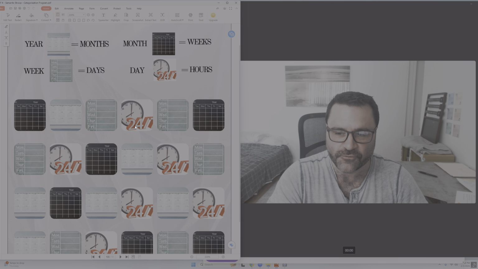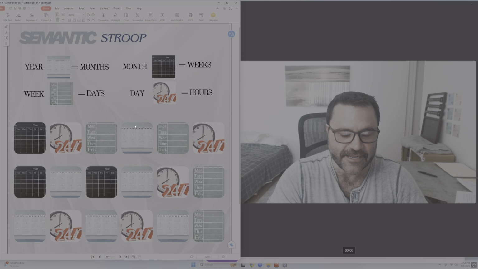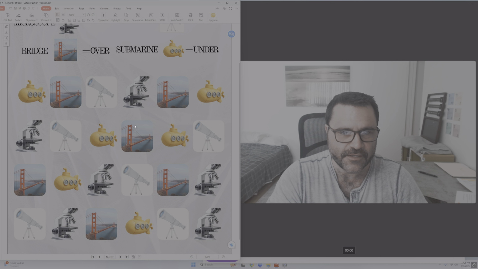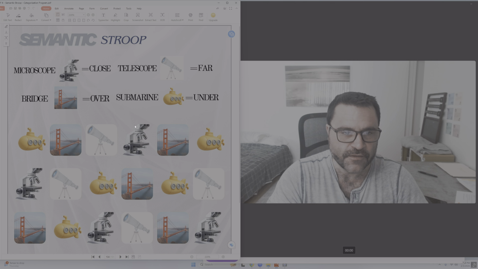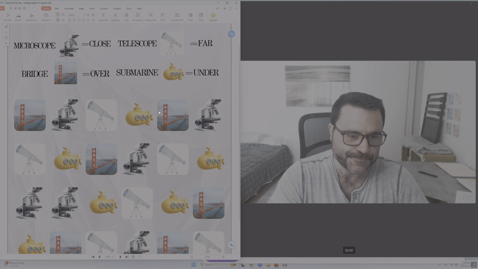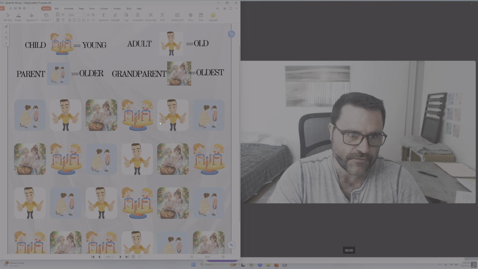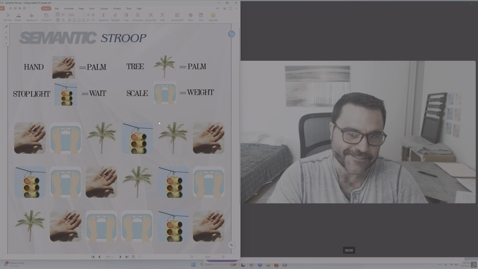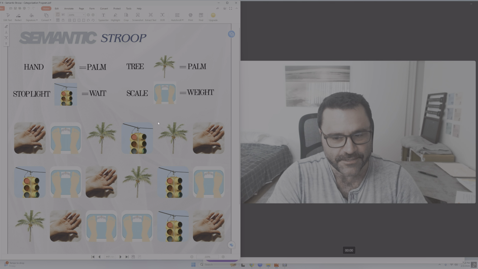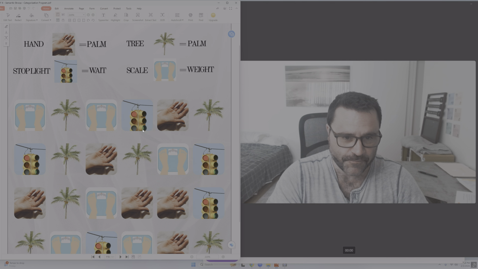Year to months, month to weeks, week to days, and day to hours. It's hard. Here we have location or spatial antonyms: close, far, close, microscope, far, telescope. That gets really tricky. Sight, smells, sensory. Then we've got some abstract comparatives with aging. And this is my favorite, using homonyms and pictures. So hand, palm, tree, palm, weight, and weight. Fun to see.